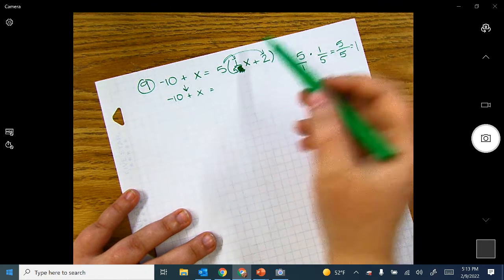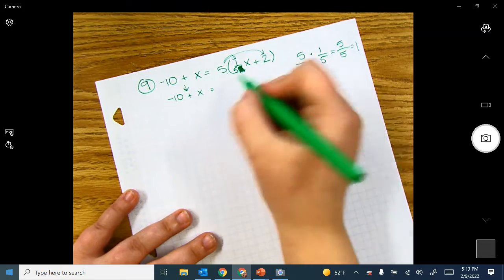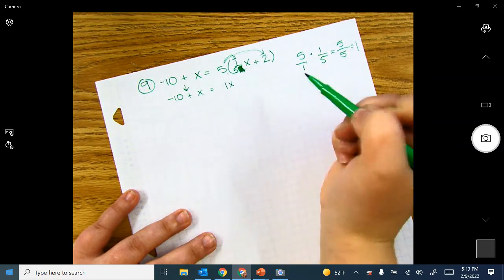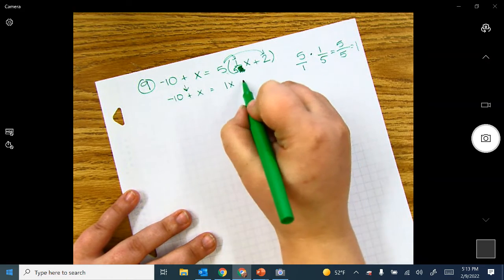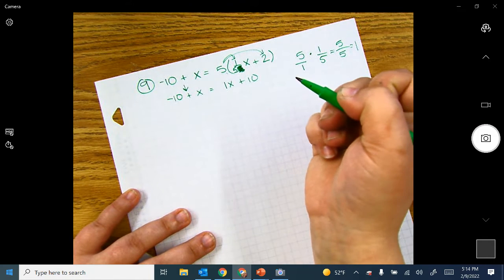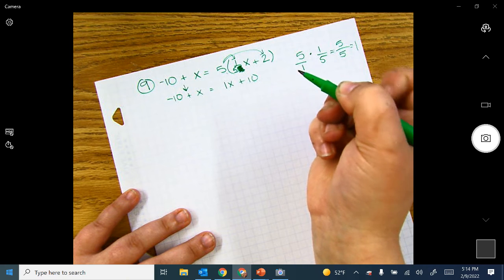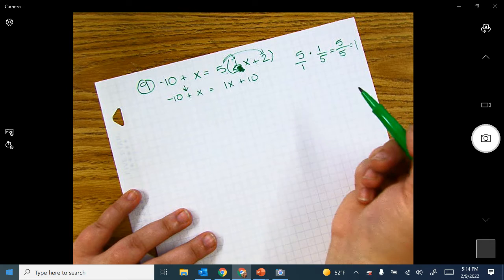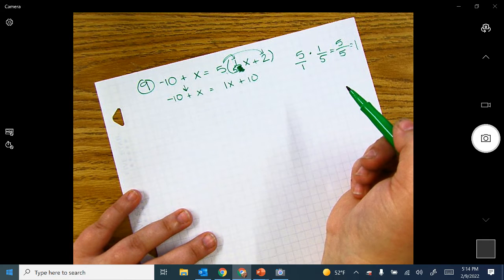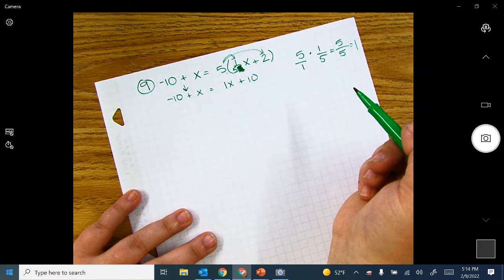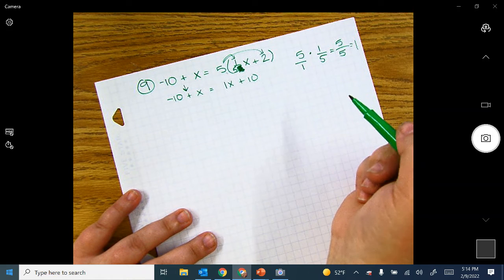Okay, so I'm going to replace this right here. 5 times 1/5 is 1. And then 1x. So I didn't really need to write the 1, but that's okay. 5 times 2 is 10. So I have negative 10 plus x is equal to x plus 10. Okay, so first step is to simplify if needed, but there isn't anything that I can combine. So instead, I'm going to just go ahead and jump down to adding and subtracting x's from one side.